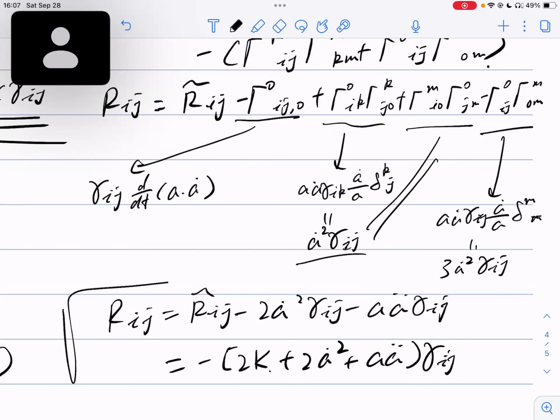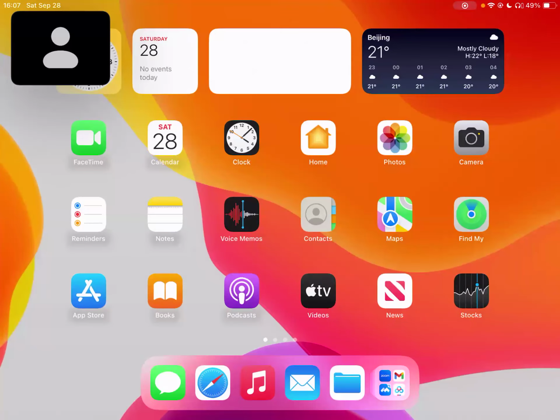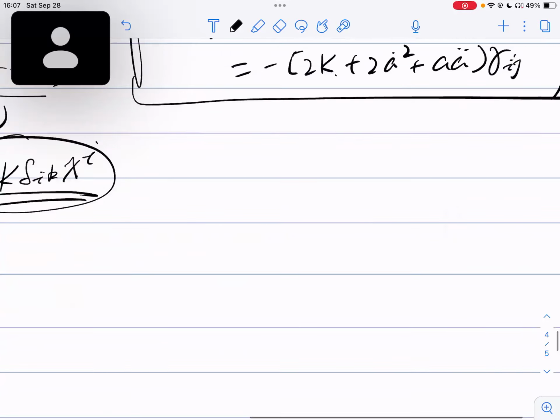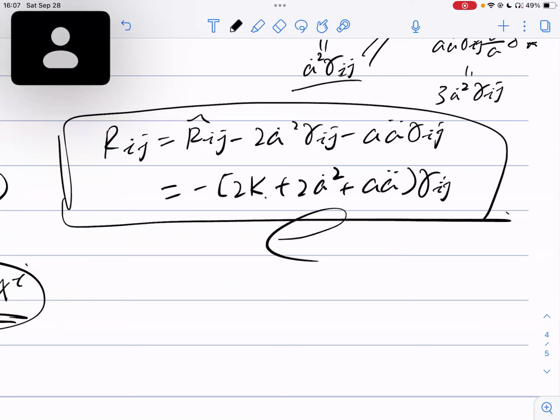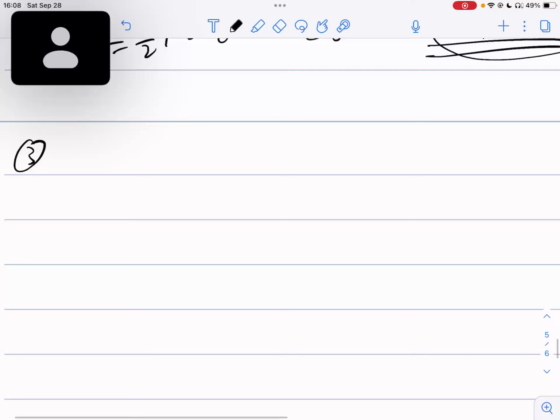Okay, we have finally obtained the complete Ricci tensor in this expanding universe. And the final step is just to substitute this Ricci tensor, together with the metric and the energy momentum tensor, into the Einstein field equation and obtain the dynamic equations. So let's do this last step: the famous Friedmann equation.